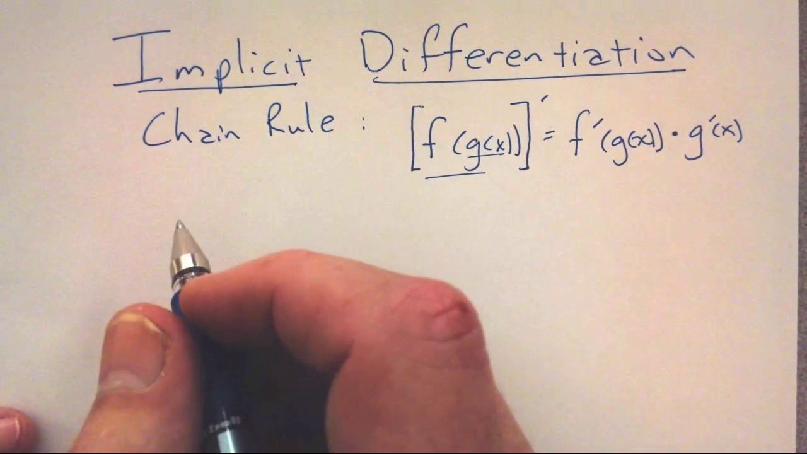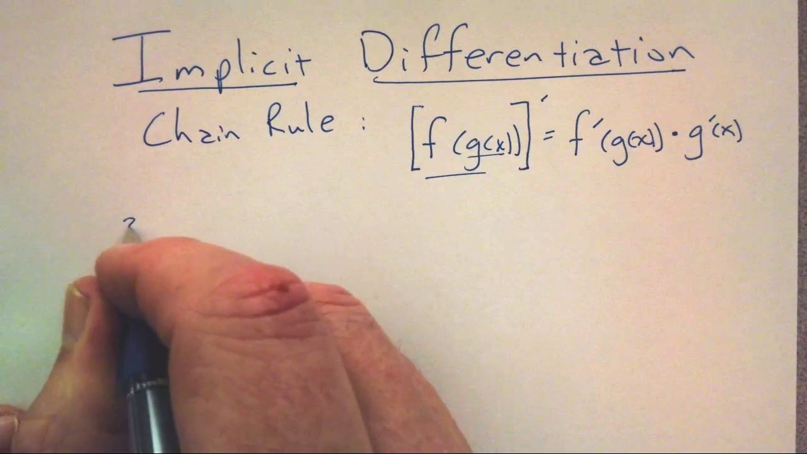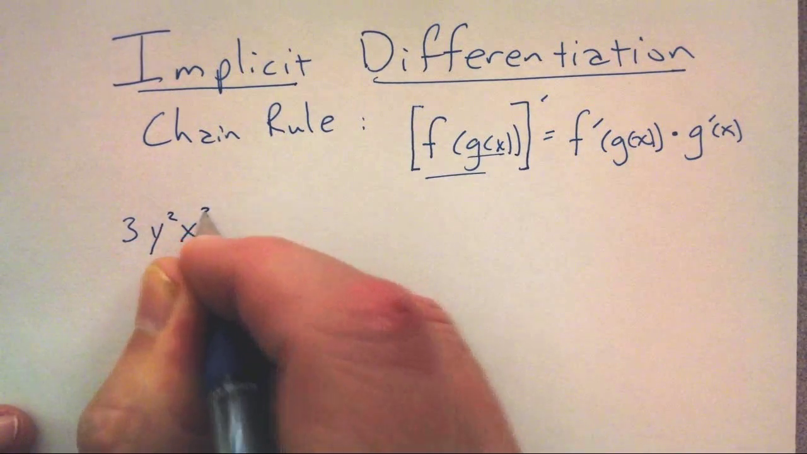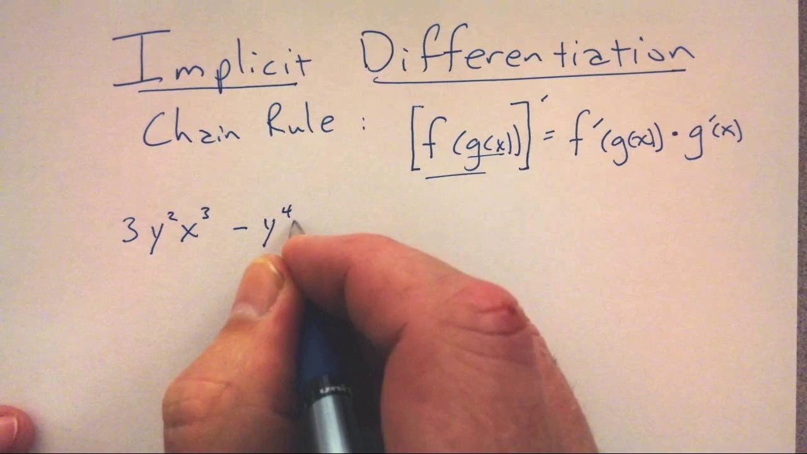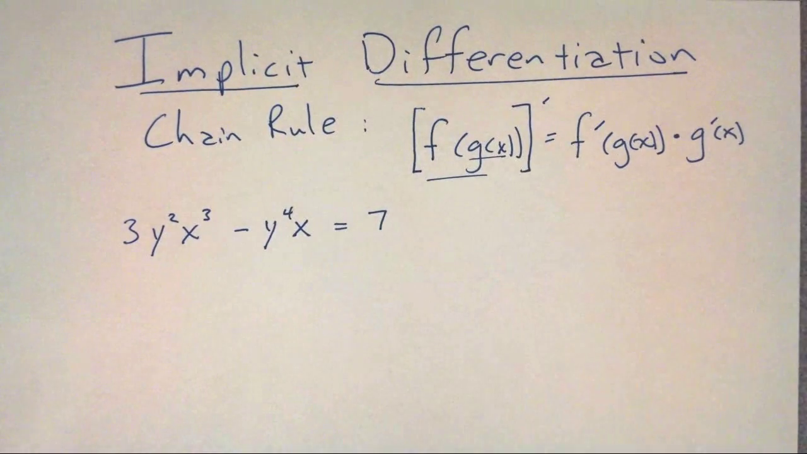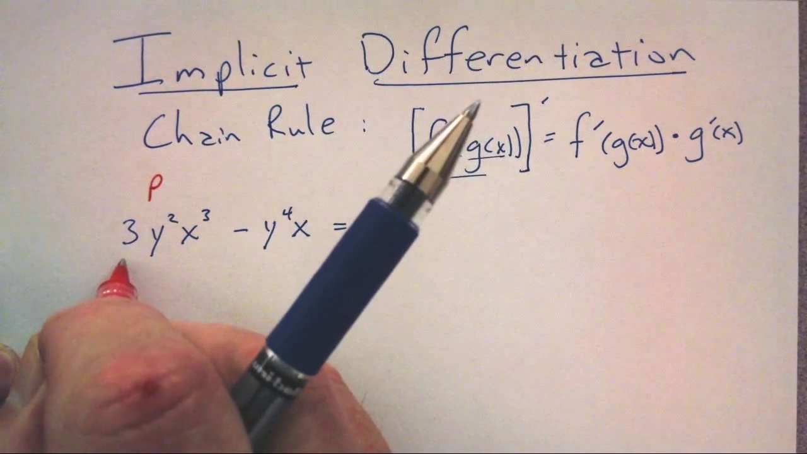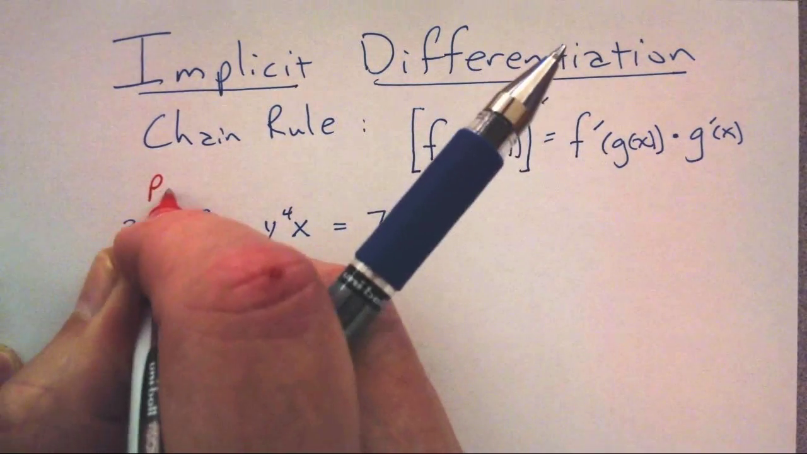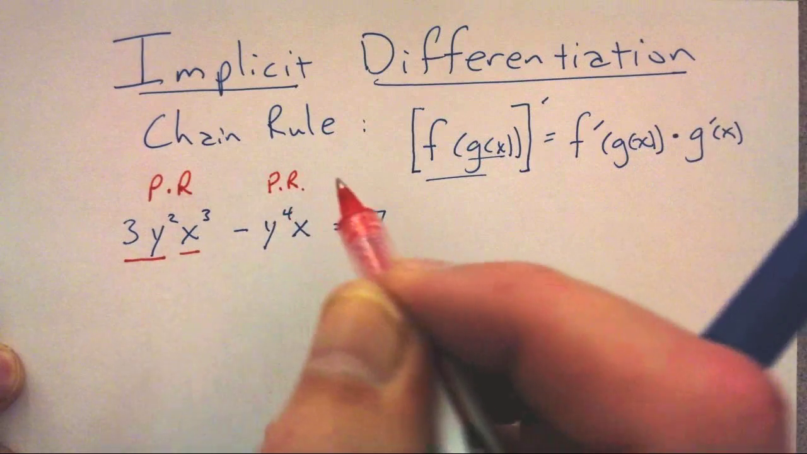Okay, so I'm going to jump right into a problem here. Let's go ahead and say, what if we had 3y squared x cubed minus y to the fourth x equals 7. And we need to find a slope formula for whatever that curve happens to look like. So we would go ahead and take the derivative. Now it's important to note that this is a product. It's a function on y times a function on x, so we're going to use product rule here. Likewise, this is a product. We're going to use product rule here.